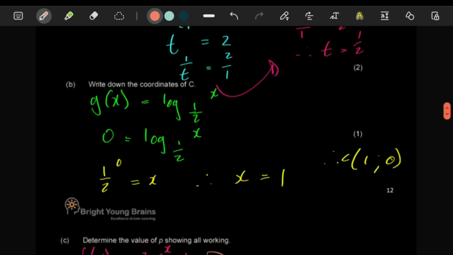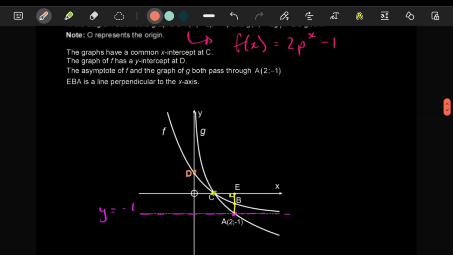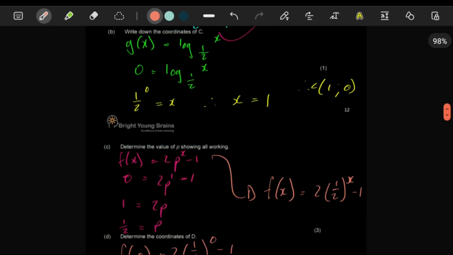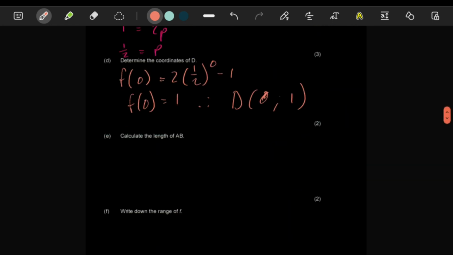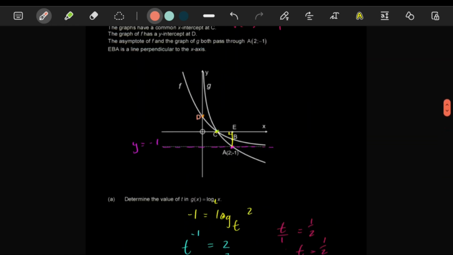It looks like these graphs are inverses of each other. That's what it looks like. That's what we are seeing here. Because look, this is the y-intercept. This is the x-intercept, right? And then this is the y-intercept of the other graph. It just looks that way. It looks as though these are inverses of each other.